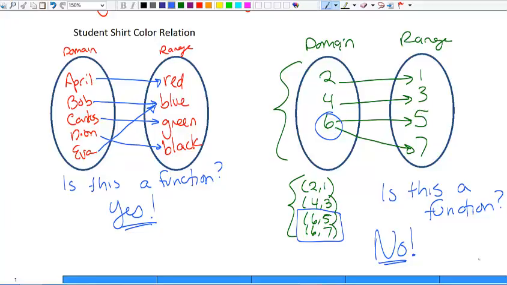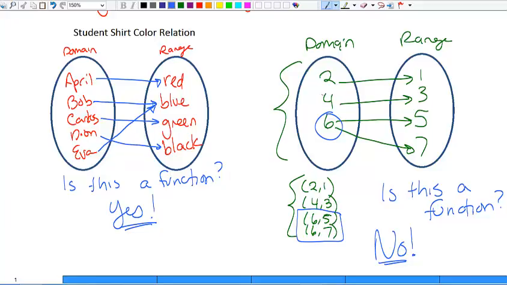Now, one silly little story that I tell to determine if things are a function or not is I use the domain as the set of all guys, and the range is the set of all girls, or vice versa. It can really be either way. So the set of all domains can only date one person in the range.